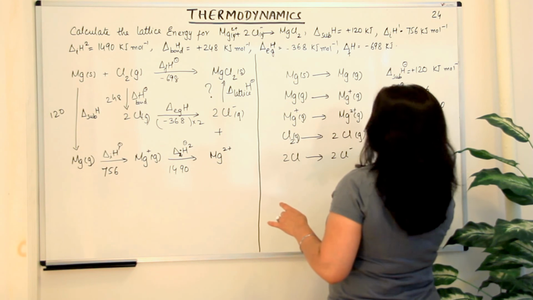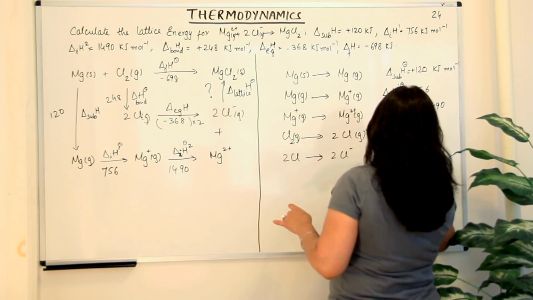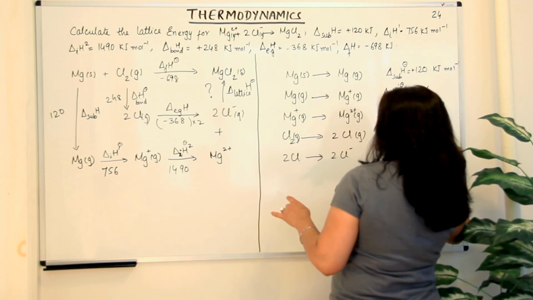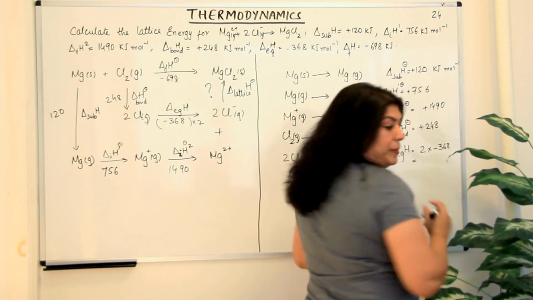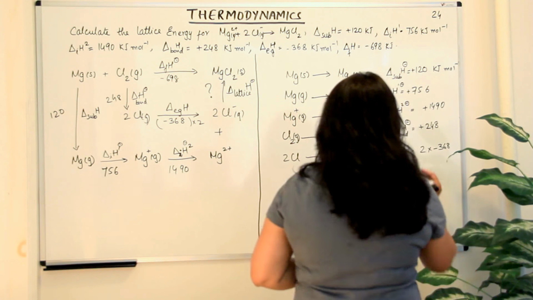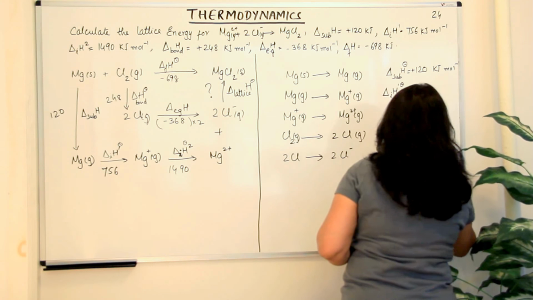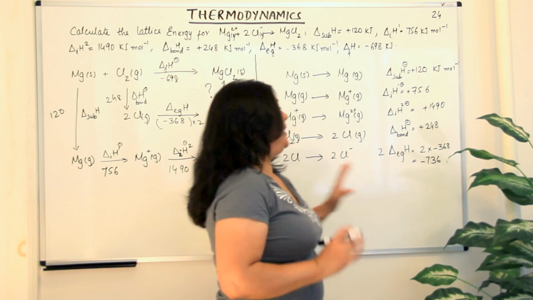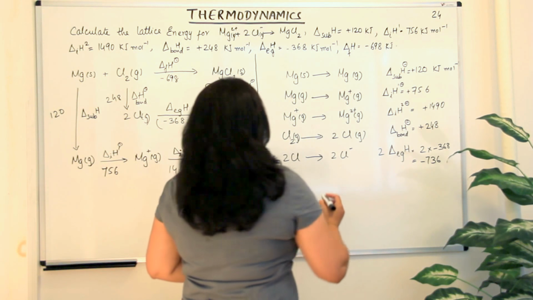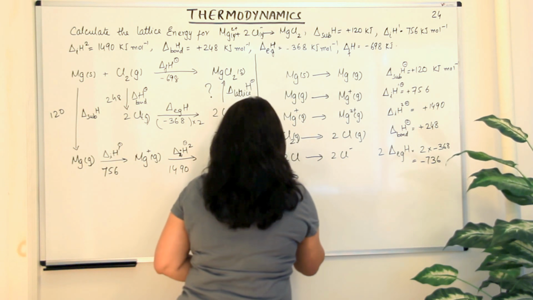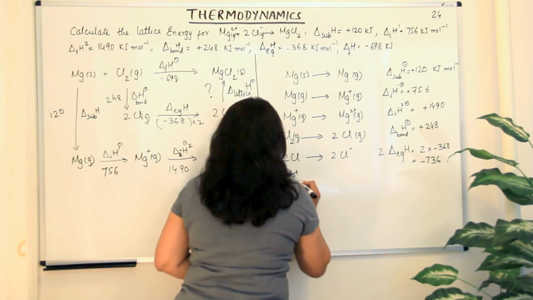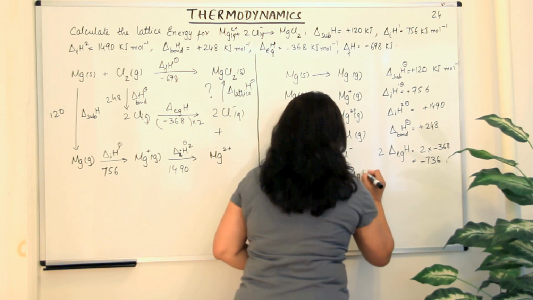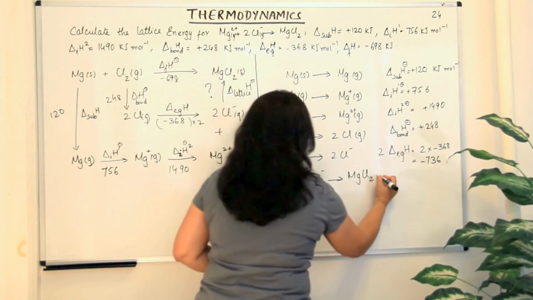So it will be 2 into the electron gain enthalpy, which is equal to 2 into minus 368, which would be equal to minus 736 kilojoules per mole, right? So we have calculated all these, and now the next step is where magnesium 2 positive combines with 2 chloride ions to give you MgCl2 in the solid state.